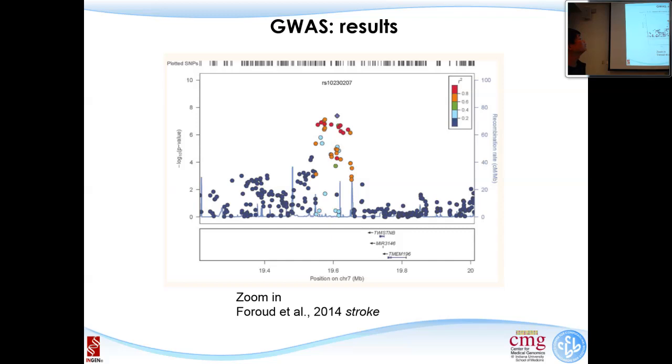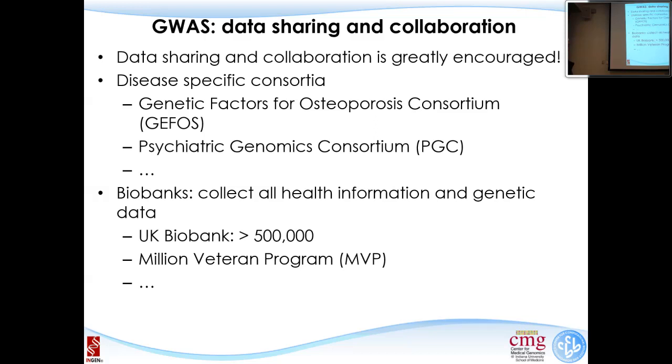This is data sharing. Like I said, knowledge is very important. It's not only encouraged: if you are funded by NIH, you are required to share your data. After you are done, you have to put your data into dbGaP, the database of genotype and phenotype, to let other people have free access to your data.